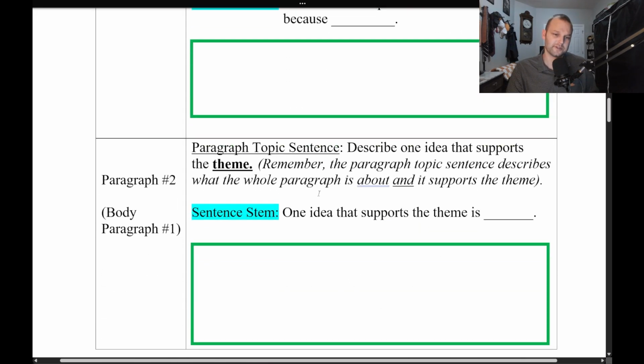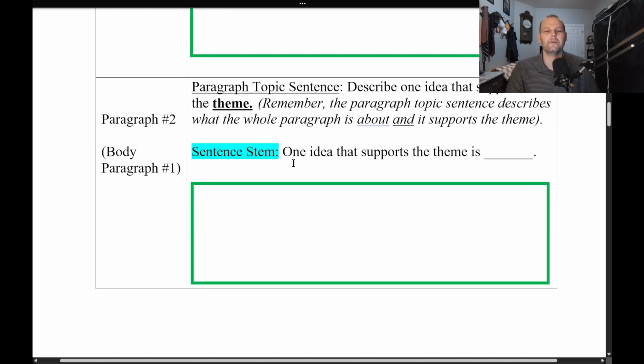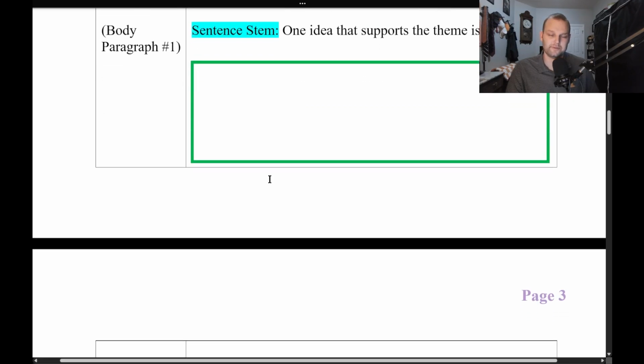Paragraph number 2, first body paragraph. The paragraph topic sentence describes what the whole body paragraph is about, and it supports the theme. So, one idea that supports the theme is blank. There are better ways that you can phrase these sentences, but I'm just giving you some basic sentence starters that you can use if you need them. So remember, the first sentence of your body paragraph needs to support the main theme. And I'll show you some examples in a little bit.